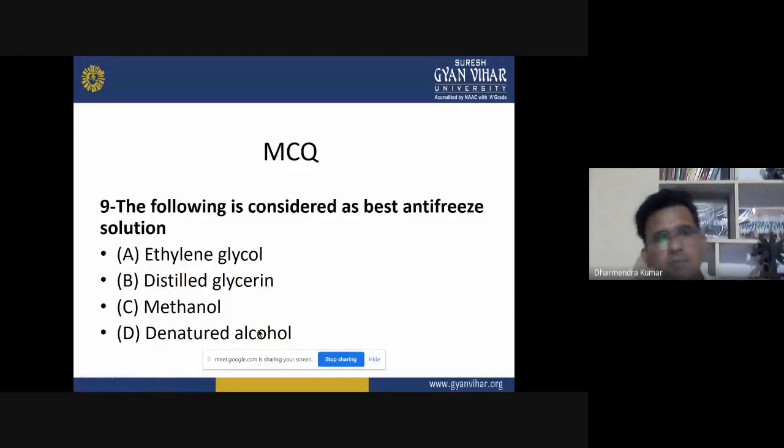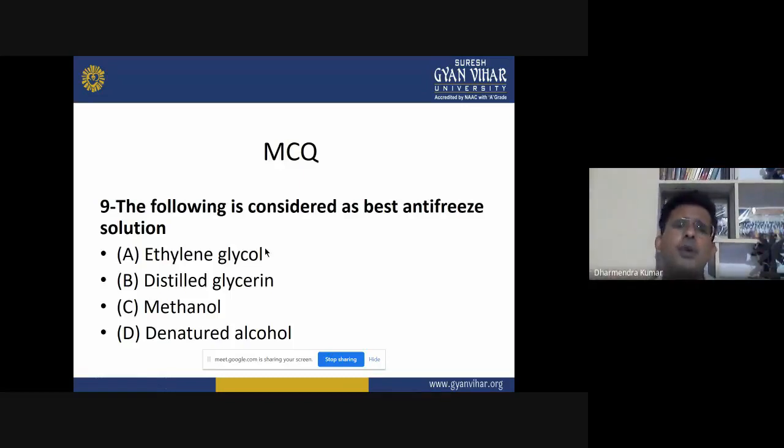Now the next MCQ is: which of the following is considered as the best antifreeze solution? When we were talking in a previous slide about antifreeze solution or coolant, the first antifreeze solution or coolant we read about was ethylene glycol. You can see that in the previous slide I have already discussed ethylene glycol, which is the best considerable antifreeze solution to use in the water cooling system.